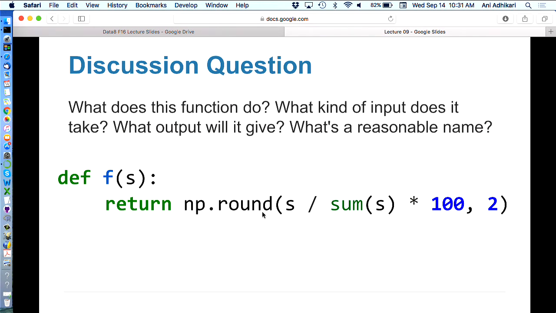np.round better be working on an array, so the stuff inside here better be an array. This is just the two decimal places. Okay. So now we examine this closely. That better be an array.